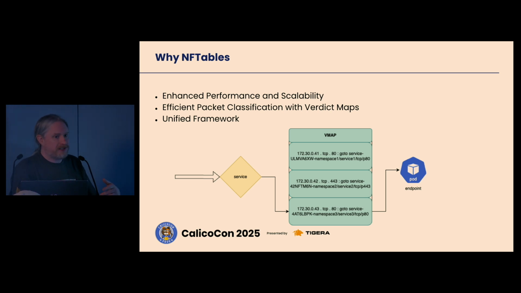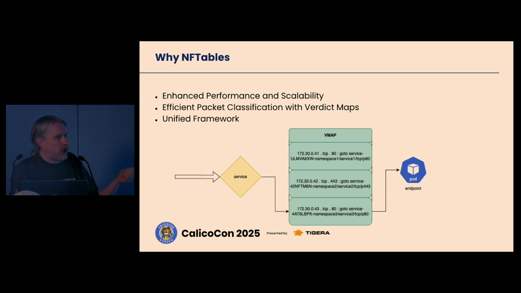So why would you consider nftables? As I'd mentioned, there's the performance and scalability. When we're talking about service matching, that's O(1). You're using verdict maps to hash the destination information and go straight to the services. As this scales, and we'll see it in the next slide, it stays pretty much similar whether you've got 5,000 or 30,000 services.